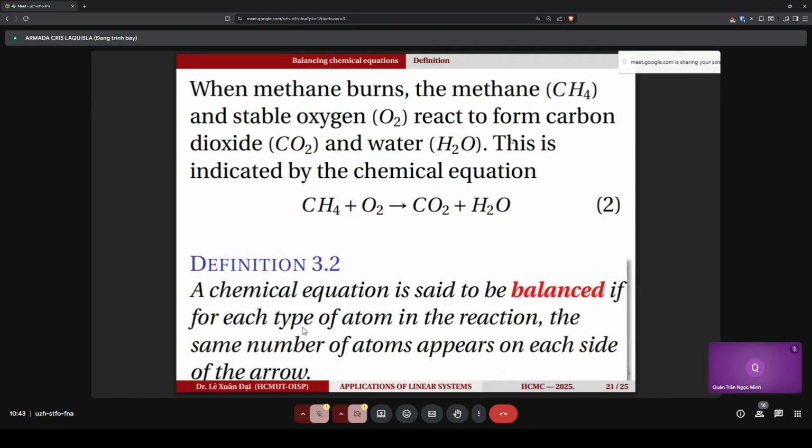So a chemical equation is said to be balanced if for each type of atom in the reaction, the same number of atoms appears on each side of the arrow. So if you count them, C here is only one.